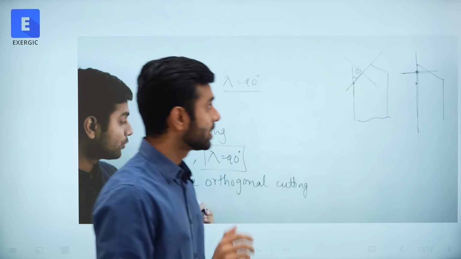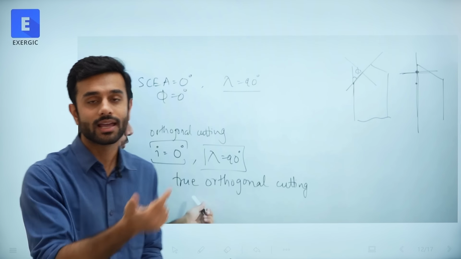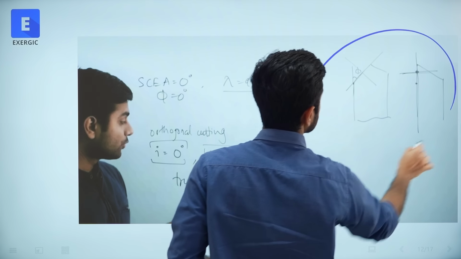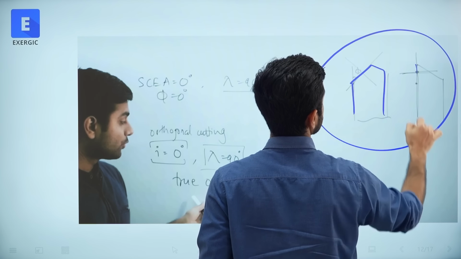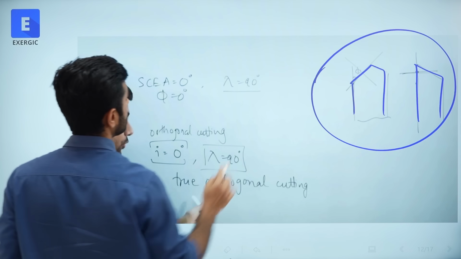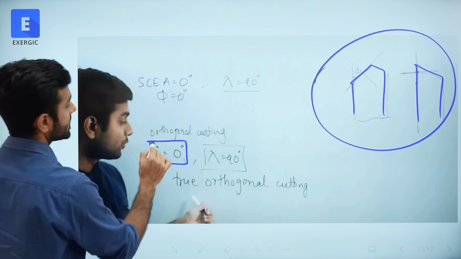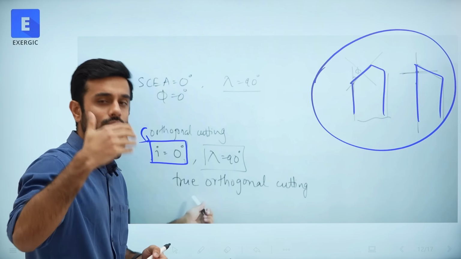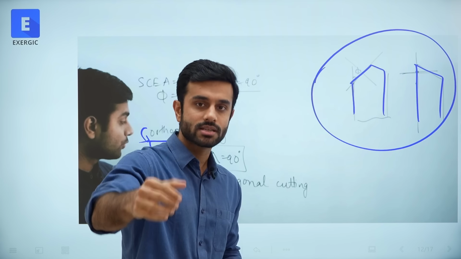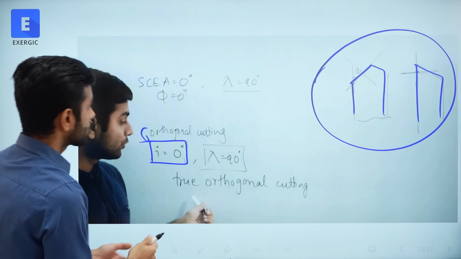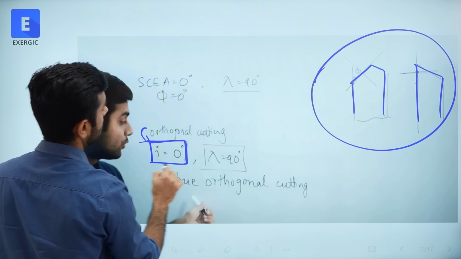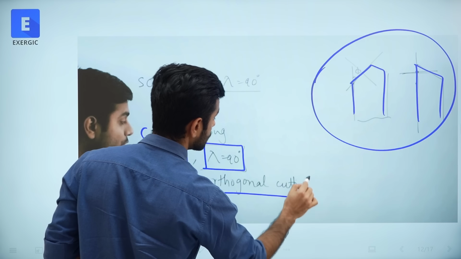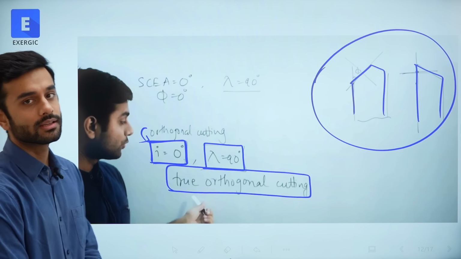In fact, now you will say, oh sir, suddenly you are saying this. I have covered this in the course. Especially I have mentioned that in both the cases I have shown here, right? You can see that this one and this one, both the cases, what is true? I is equal to 0. That is true for orthogonal cutting. Here is just a screenshot, so I am explaining what is there in the video. Those of you who have access to the Exergic video course, please go and check out this video. So orthogonal cutting means this condition, I is equal to 0. But when both the conditions are satisfied, then it is called true orthogonal cutting or pure orthogonal cutting.